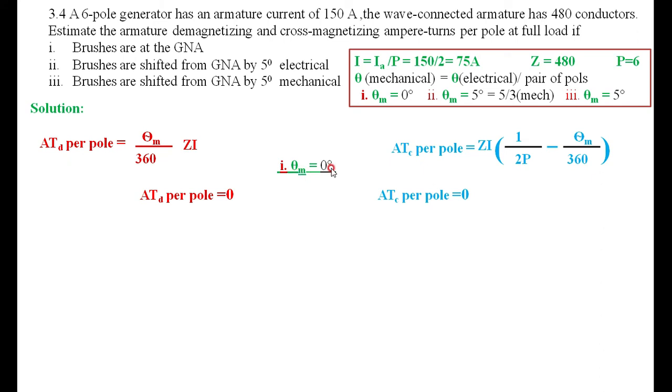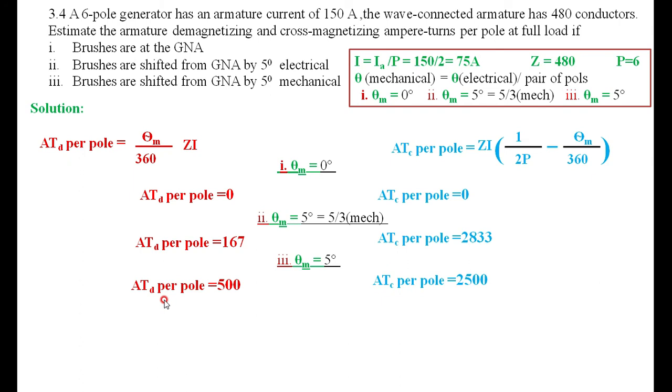These are the fundamental equations for calculating ATD and ATC per pole. In the first case I put theta m equal to 0, so ATD and ATC are equal to 0. It is quite evident: if there is no armature reaction, there is no shift of the magnetic neutral axis. Therefore theta becomes 0, and as such there is no cross magnetizing and demagnetizing effect. When theta m is equal to 5 degrees electrical, that is 5 by 3 mechanical, we get ATD as 167 and ATC as 2833. And for theta m equal to 5 degrees mechanical, we get 500 and 2500 as the demagnetizing and cross magnetizing ampere turns per pole respectively.